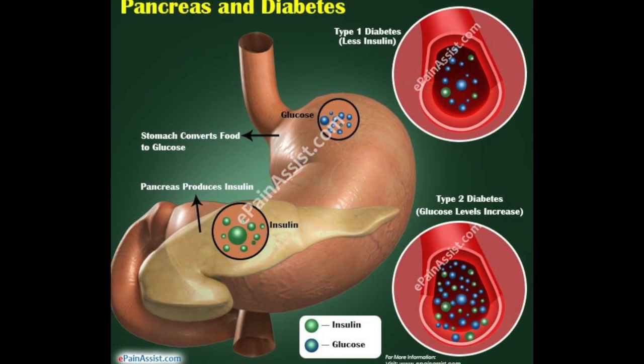In a type 1 diabetes person, the cells in the pancreas, which is located below and behind the stomach, don't produce enough insulin. Insulin is a hormone produced in the pancreas by cells called beta cells. Instead of the insulin going into the cells, it gets stored in the bloodstream.